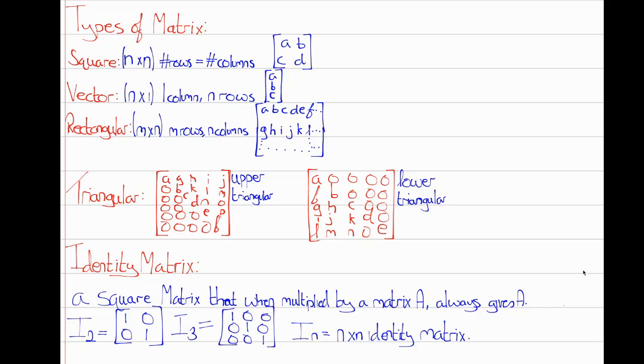The identity matrix is an extremely important matrix in linear algebra. It's a square matrix that when you multiply by any matrix, it gives back that other matrix. So for example, the two-dimensional identity matrix is going to be 1, 0, 0, 1. The three-dimensional identity matrix is going to be 1, 0, 0, 0, 1, 0, 0, 0, 1. So we have ones along the diagonal. So in case you're asked, we denote big I sub n as the n by n identity matrix.